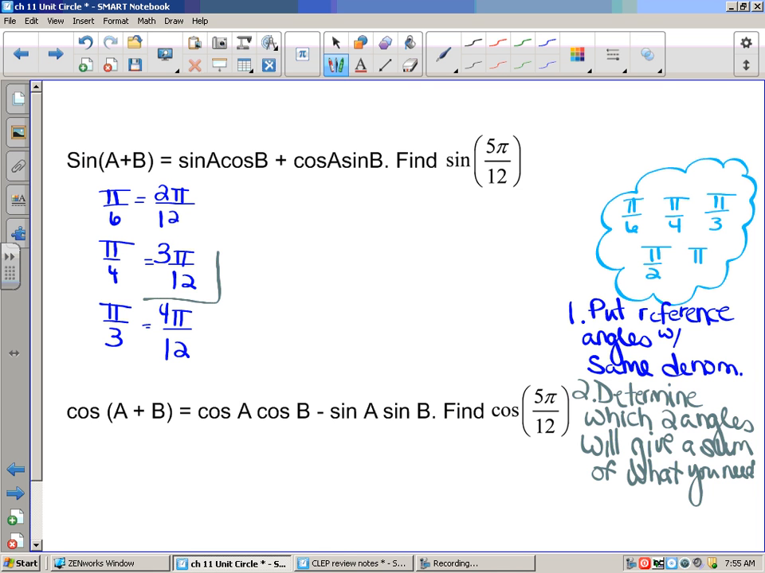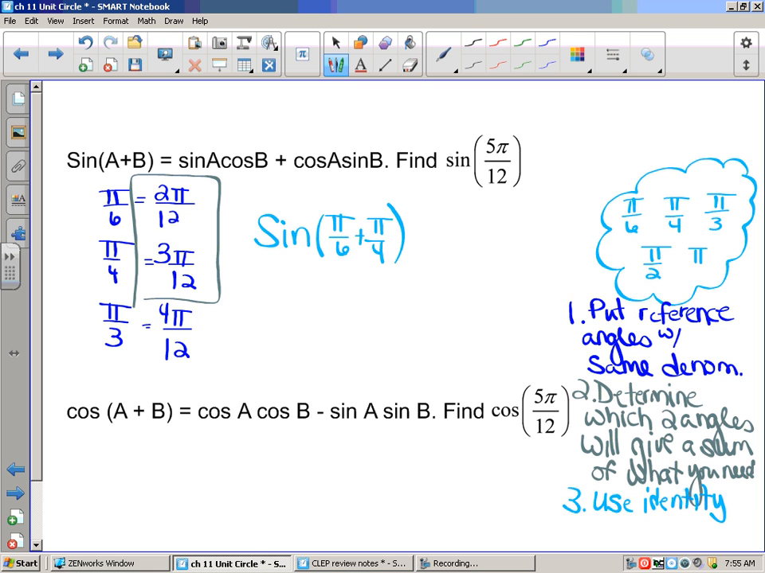And again, I hope that you can see that we have 2 pi over 12 and 3 pi over 12. So what does that mean? That says to me that I am going to do sine of a plus b, but I'm going to use pi over 6 plus pi over 4, because I know that when I add those two angles together, it's going to give me 5 pi over 12. And so my third step is to now use the identity with those angles.